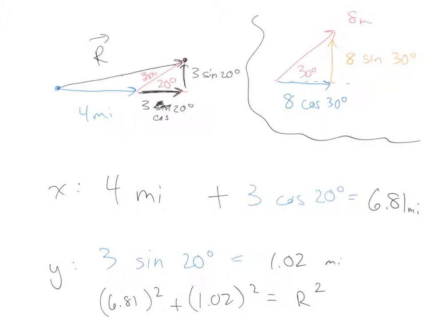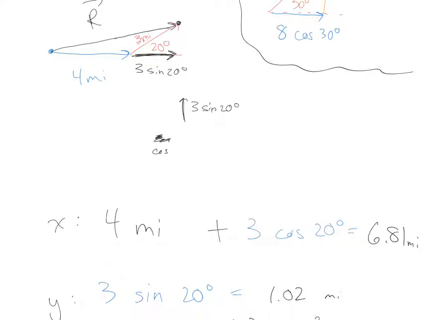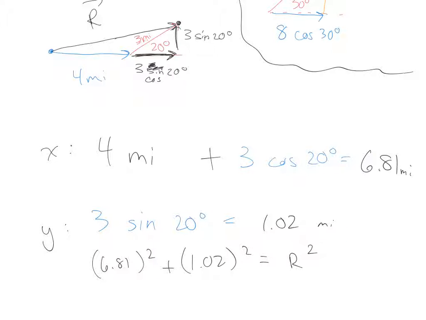I'm doing it at the very bottom. I tried to move this up, but it all started moving in separate pieces. Let me see if I could do it better. Hold on. There we go. Okay, so again, the base is 6.81. The height is 1.02. The x is the base, the height is the y. Sum the squares equals r squared. So you'll get r squared equals some number.